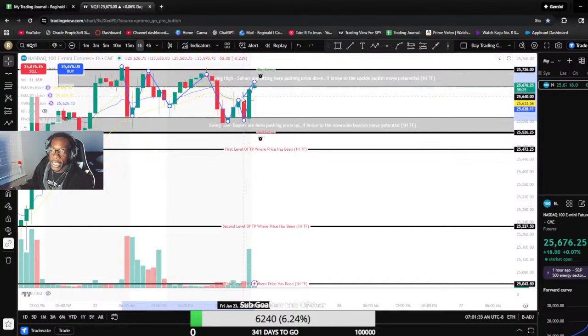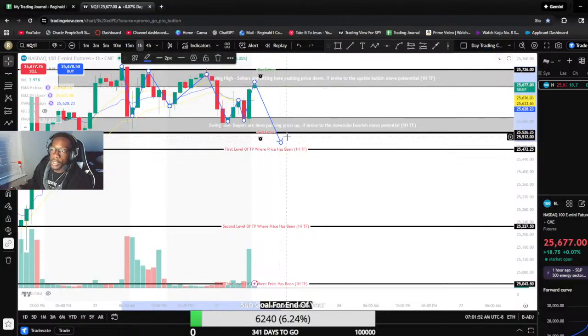The wick shows it tried to test these prices. Notice it tested all the way up here. It got rejected. So what happened? It pulled down to make that new low, and then it got momentum and broke this. Now it's showing me it's testing up here. It's not breaking it yet. So this is what we see on the 1 hour.